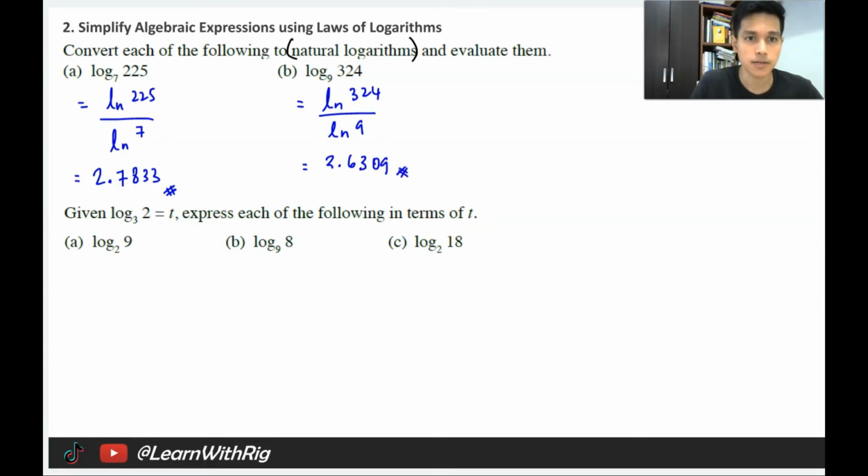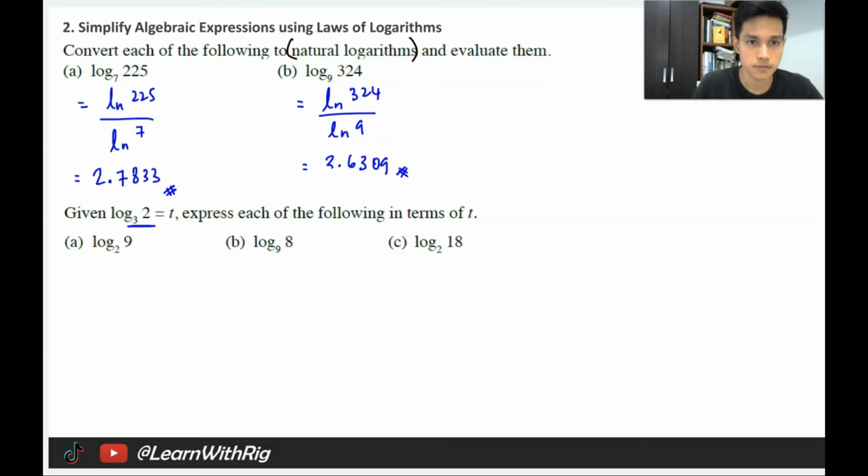Okay, alright, next question. Given log 2 base 3 equals t, express each of the following in terms of t. So now they want you to use this, correct? And if you want to use this, you must make sure the log is base 3. So the first thing you have to do to solve all this is to change the base value, because all these are different bases. Here is log base 2, log base 9, log base 2. So you cannot use all of this. You have to first change the base. Change to what? Change to base 3, because that's what is given to you. You only have base 3. So you use base 3.